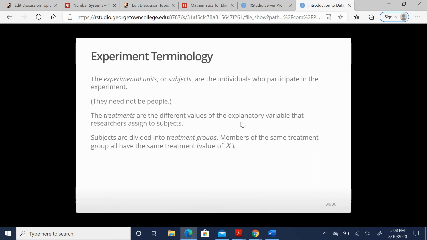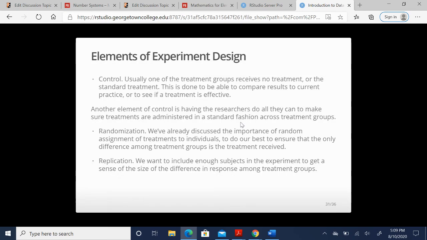Experimental units are subjects or individuals who participate. They don't have to be people. We can be testing out pieces of machinery. We can possibly be working on animals. It can be a vast number of things. The treatments are the different values of the explanatory variable, and subjects are broken into treatment groups. All members in the same group have the same treatment. So everybody who got an aspirin, everybody in their group would also get aspirin. If you were somebody who got the placebo, everybody in your group also got placebo.